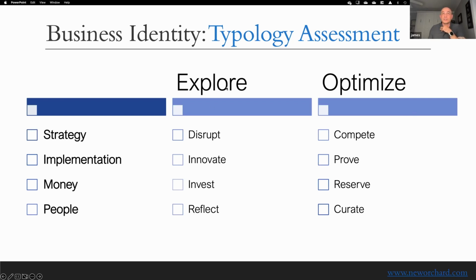We take those two extremes, explore versus optimize, and look at them from the lens of strategy, implementation, money, and people. These are various facets for four different areas of business focus. From a strategic perspective, we see disrupt or compete, innovate versus prove, on the implementation side. From a money resource perspective, are you investing? Are you reserving? And on people, are you reflecting or are you curating? Meaning, is culture more important, or is the skill set more important in this context?